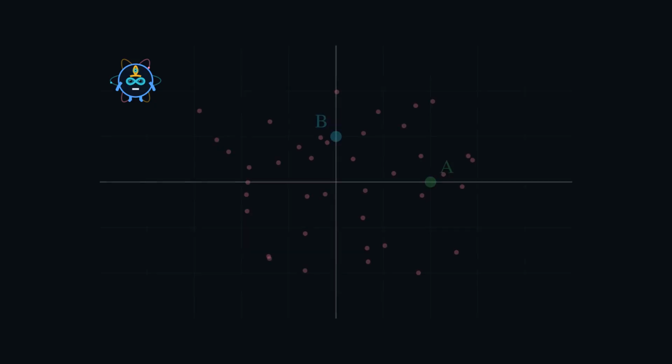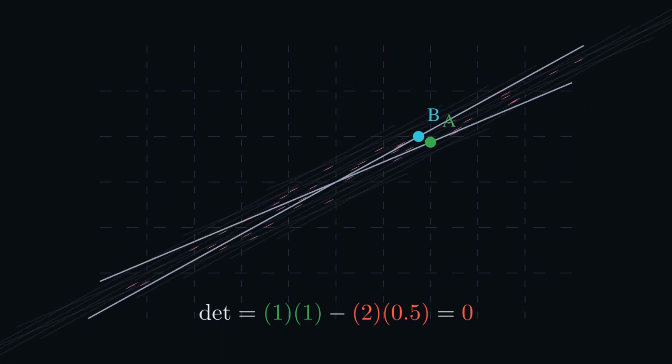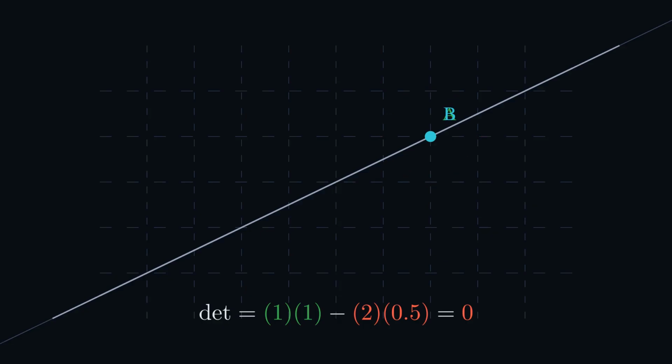And when it hits exactly 0, something is destroyed. Watch closely. Now, the dangerous one. A singular matrix. Here are two different points, A and B, and a whole cloud of data. Its determinant is 1 times 1 minus 2 times 1/2. 1 minus 1. Exactly 0, because the two columns point the same way. So apply it and everything, the entire plane, is crushed onto a single line.